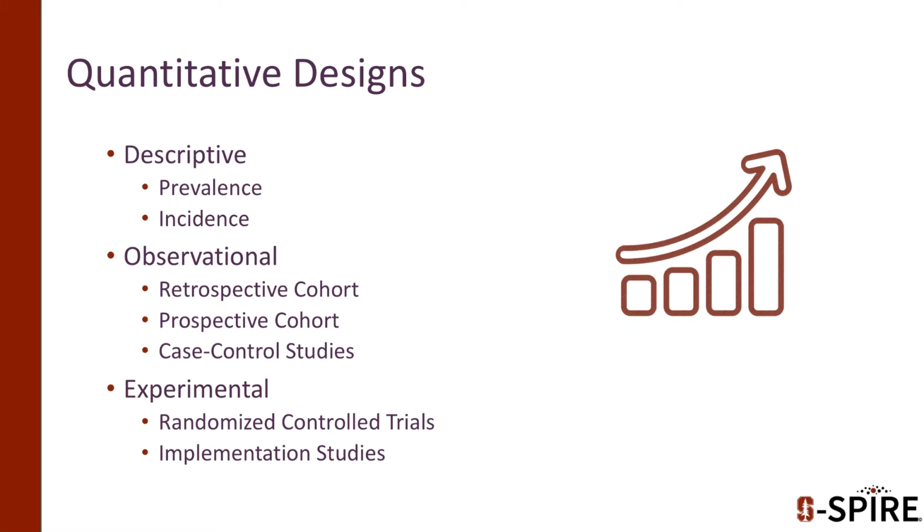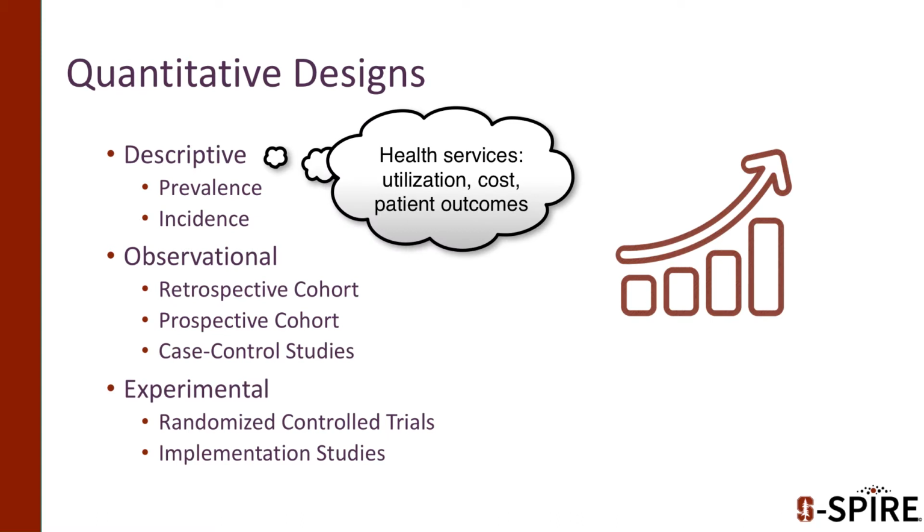Quantitative study designs come in three broad flavors. Descriptive studies may not formally test hypotheses. They focus on precisely measuring certain aspects, such as incidence and prevalence studies in public health. In health services research, descriptive studies may aim to describe healthcare utilization, cost, or patient outcomes.